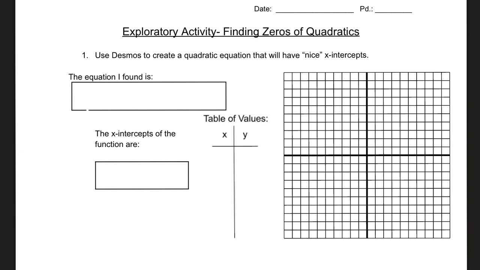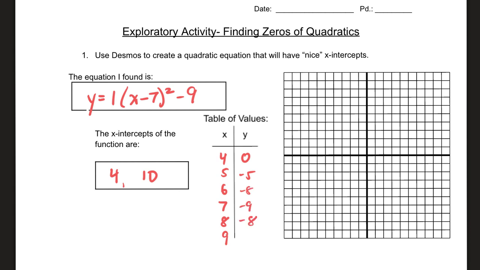So let's see here. My equation was y equals 1 times (x minus 7) squared minus 9 when I filled in the right values. The x-intercepts, if I remember correctly, were 4 and 10. When I created my table of values, I think x was 4, 5, 6, 7, 8, and 9, and my y-values were 0, -5, -8, -9, -8, -5, and if I did one more, it would be 0 here as well.